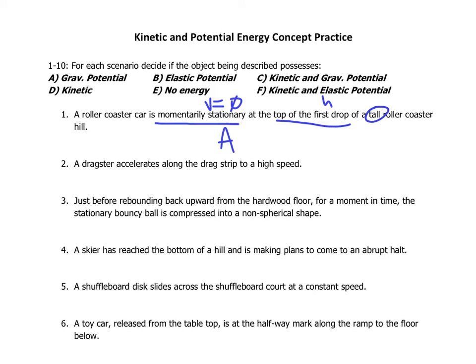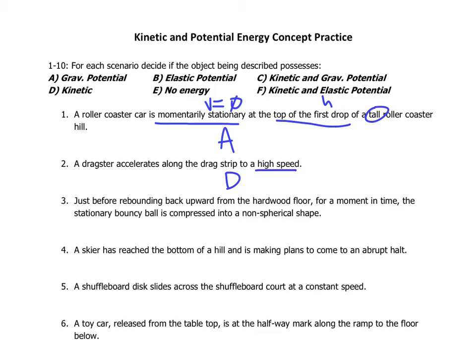In number 2, it says a dragster accelerates along a drag strip to a high speed. So it's telling me that it's moving very fast, which means this object has a lot of velocity. A lot of velocity leads me to believe that there's a lot of kinetic energy. It says the dragster accelerates along a drag strip. Drag strips, if you're not familiar with them, are flat, level surfaces, so there's no change in height. This dragster is not increasing height, and it's not decreasing height. Its height is not changing, which leads me to believe that there's only one type of energy here, and it's kinetic energy.